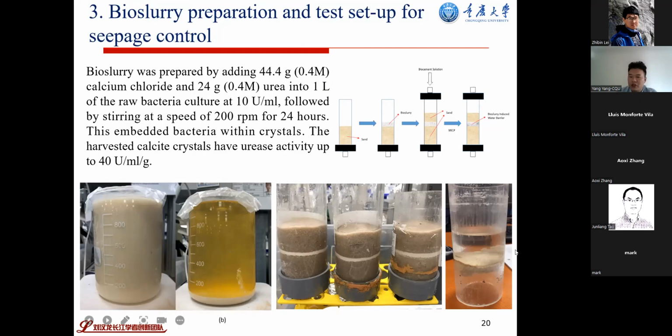You can see the last picture. We have a thin layer formed by the bioslurry. It's very thin, like 3 millimeters. Okay, but it can retain water. The permeability coefficient is lower than 10⁻⁹ meters per second.